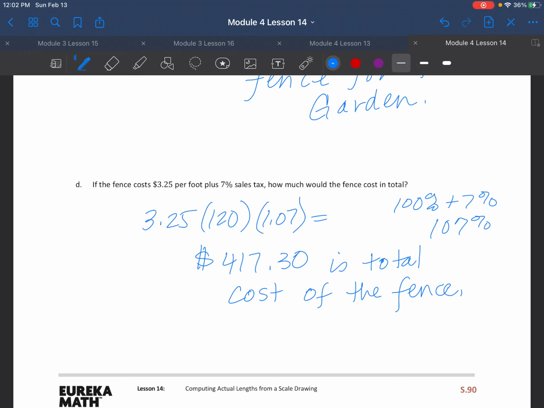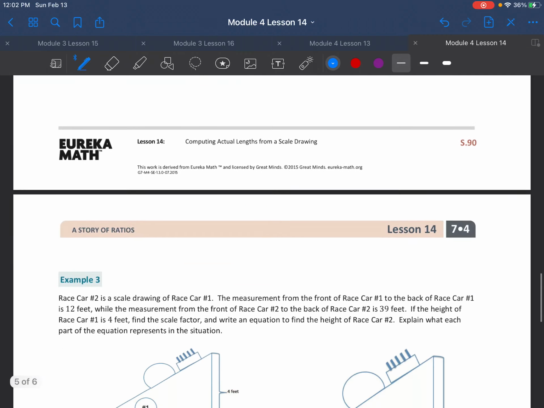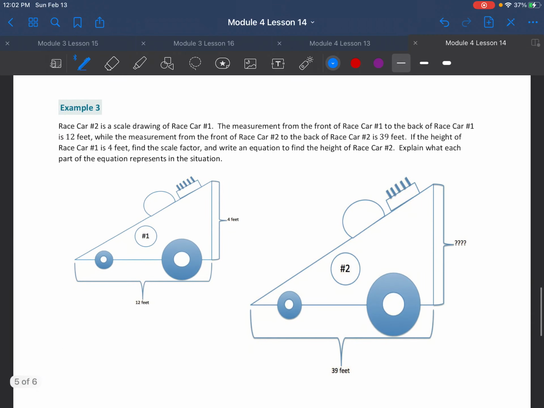So $417.30 is the total cost of the fence. All right. Again, don't forget to write down any questions you have. Let's go ahead and go on to example number 3.